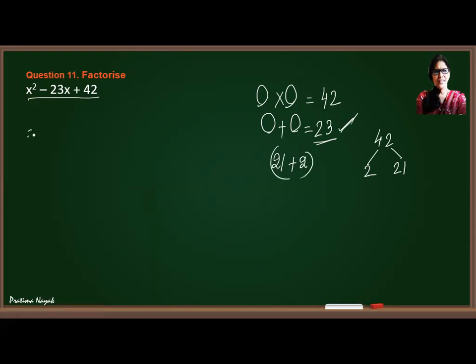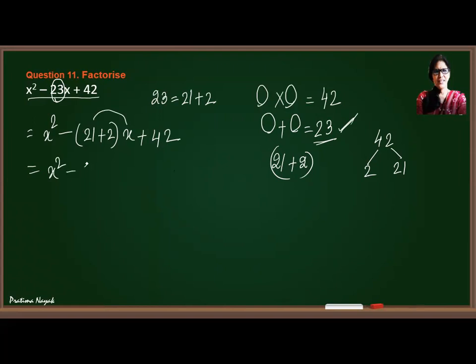So I'll write x square. I'll split this 23 as 21 plus 2. But I should take care of the negative sign before that, which is very, very important. So when you open the bracket, 21x will be negative, 2x will also be negative.